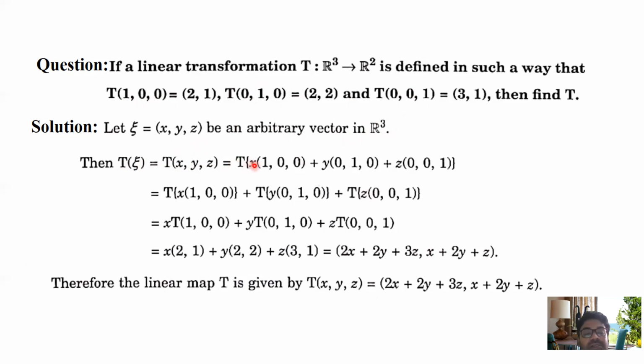T of x, this x can be written as x times 1 0 0 plus y times 0 1 0 plus z times 0 0 1. Suppose you have a question in your mind how to write this. No problem, try to understand.